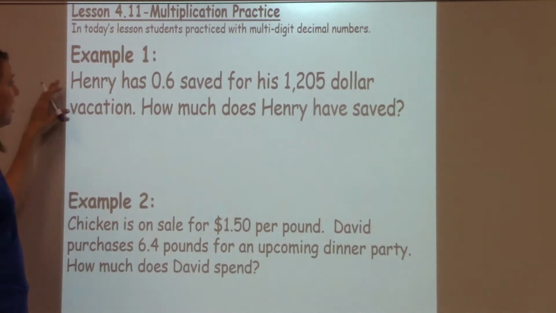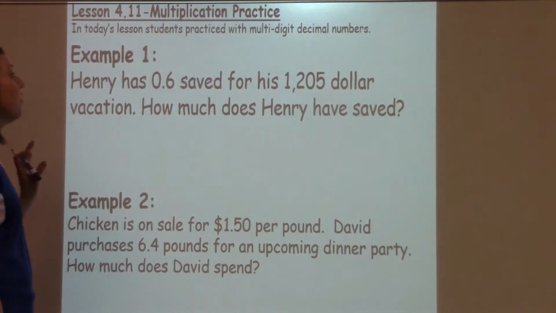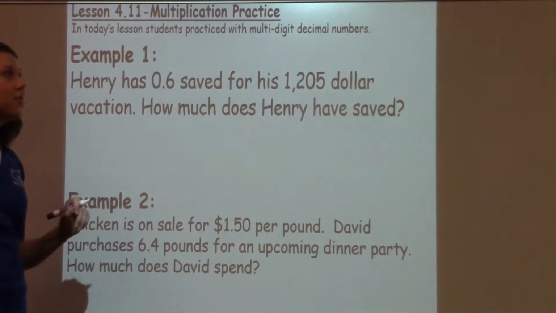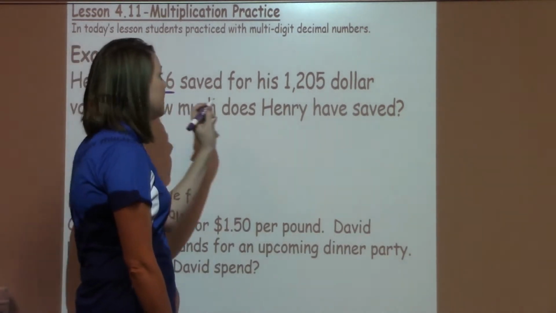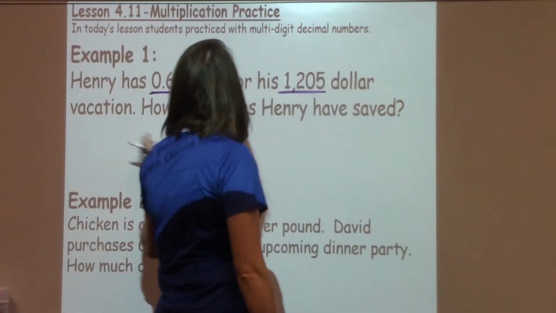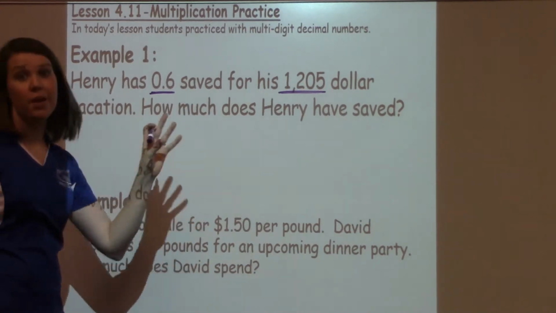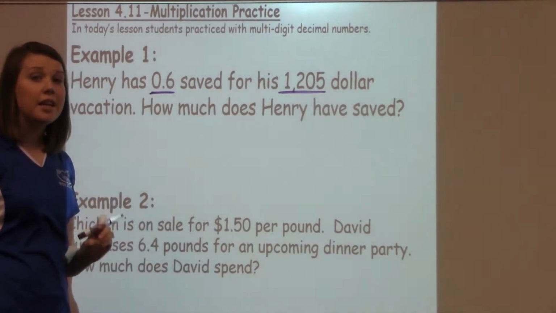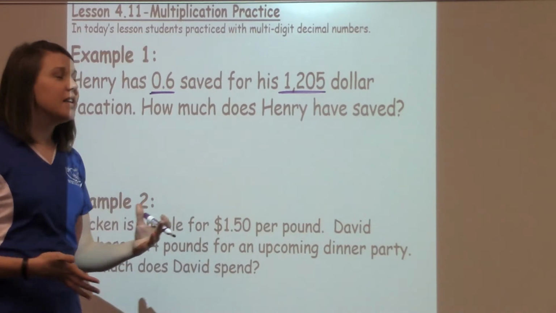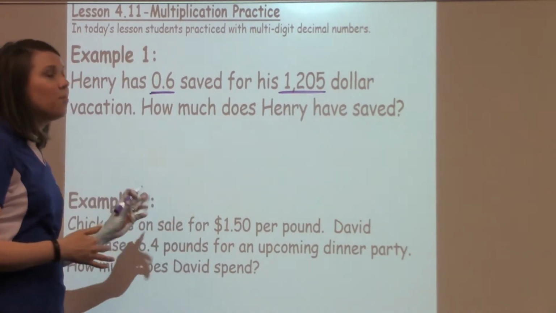The very first question says, Henry has saved 6/10 for his $1,205 vacation. How much has Henry saved? Well, I know he saved 6/10. This is how much his vacation cost. When I think about the number 6/10, I can review from what I've already learned in 5th grade and know that he doesn't have the whole amount yet. He's got a portion of it. He's got a little more than half.